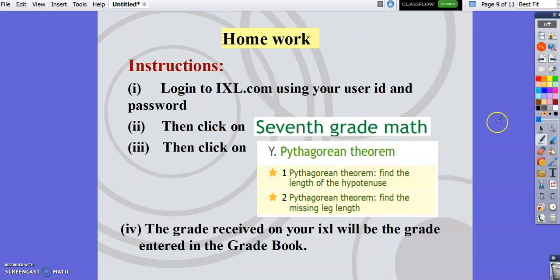Alright, this is your homework, people. You will log into iExcel using your user ID and password. Then you will click on 7th grade math, and then click on Pythagorean Theorem, and you will complete these two assignments. Whatever grade you get, that grade is going in the grade book over here. Okay, so you will do this.